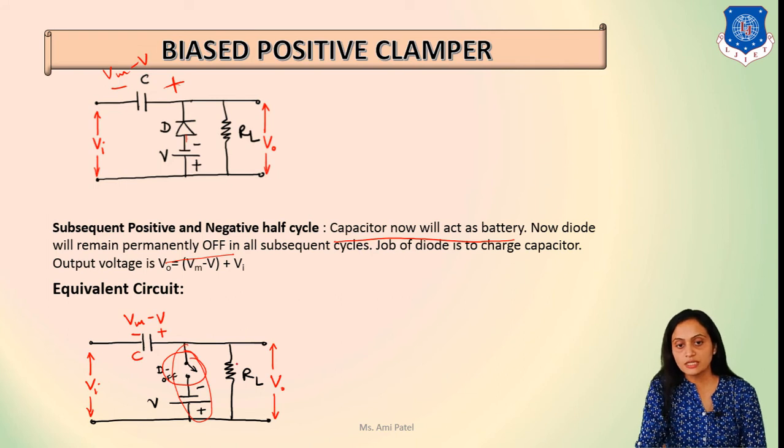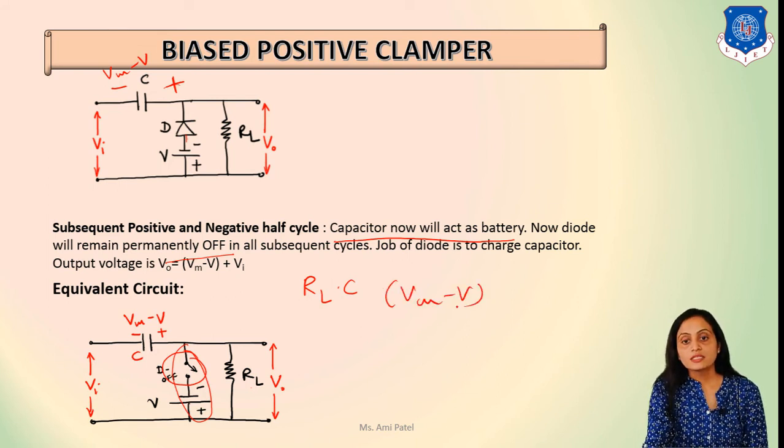That's why the equivalent circuit is shown with the diode open. This portion of the circuit is always an open circuit, and the capacitor is connected through the load. Now as we know, this time constant RL into C we had kept very large while designing, so the capacitor will not discharge through RL. Rather, it will take a much longer time to discharge through RL. That's why we can say it will sustain its charge of Vm minus V for a longer time period. And this is the reason why we have kept this time constant RL into C very high.